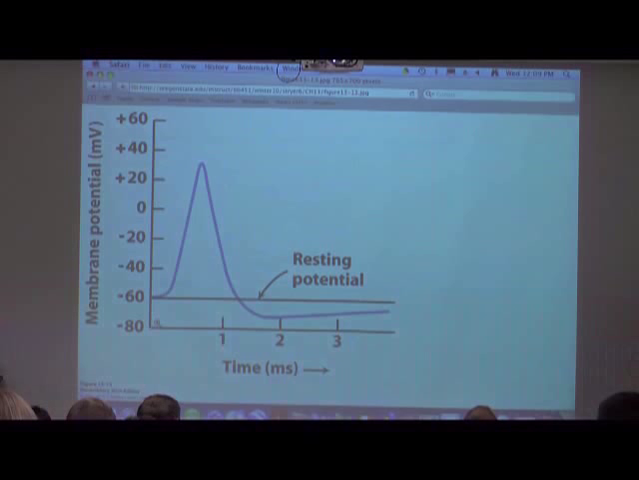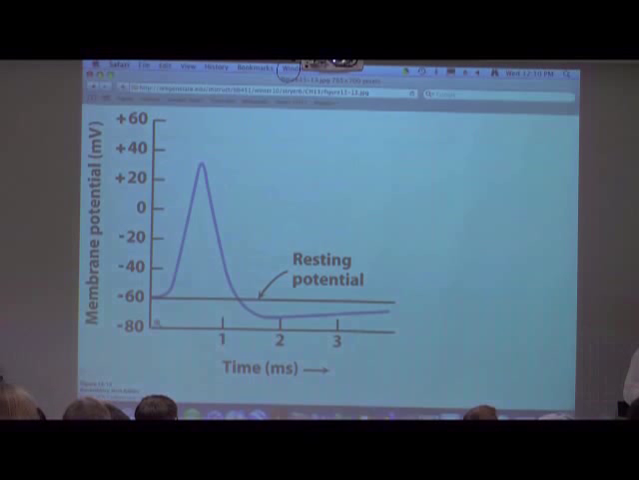Okay? Sodium rushes in. We've got a lot of plus charge coming in. We've got potassium gates. If we open the potassium gates, remember we've got more potassium inside than outside, so potassium wants to go out, and it rushes out. That causes the voltage, which has changed drastically from the sodium change, to now reset itself. Okay? That's what starts the process.